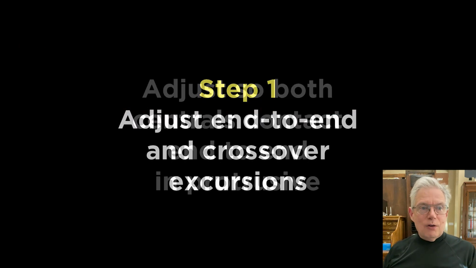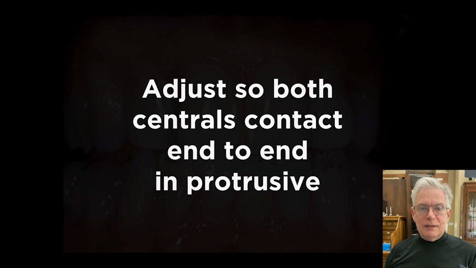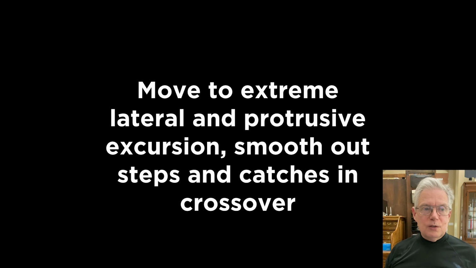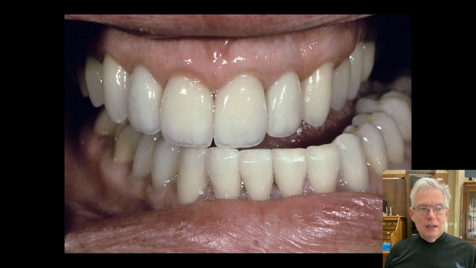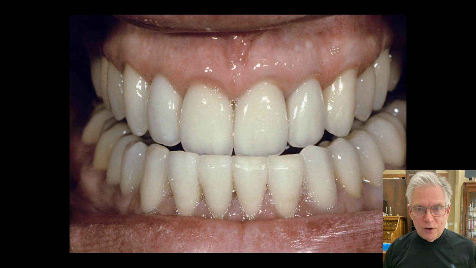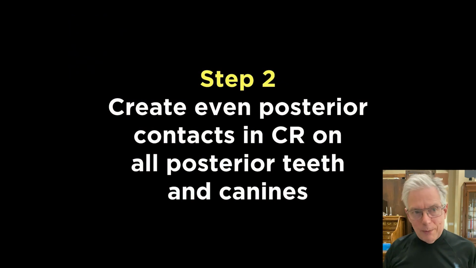Step 1, adjust end-to-end and crossover. Adjust so both centrals contact end-to-end in protrusive. You're going to get something like that. Move to extreme lateral protrusive excursions. Smooth out any catches. Let them move edge to edge nice and comfortably. Don't forget protrusive crossover. Let's bring them forward and make sure they can't grab that.